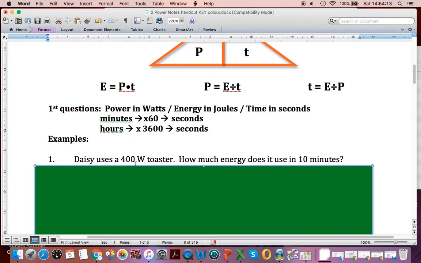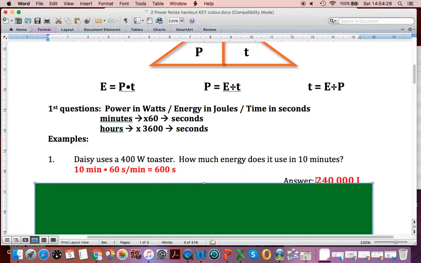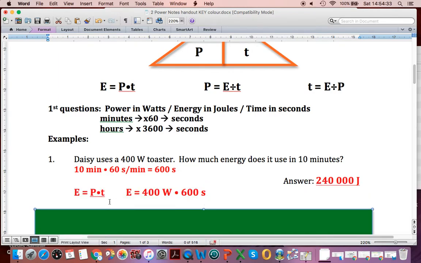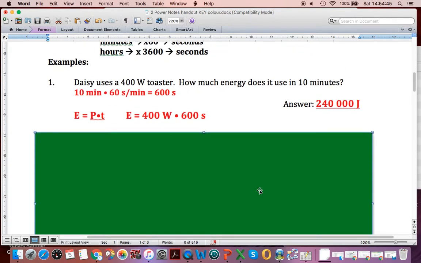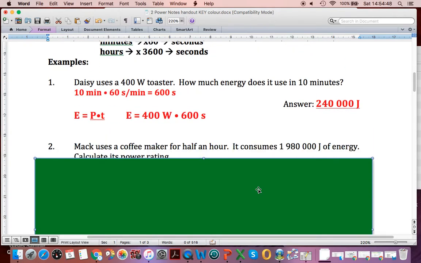But you probably already spotted the curveball. We know our time has to be in seconds, and it's in minutes. Well, if it was 1 minute, that'd be 60 seconds. 10 minutes is 10 times as long, so it's 600 seconds. So here's how you attack it. First of all, you convert your minutes into seconds like that. Then you have your formula. Then you have your numbers that you plug in. You probably didn't need a calculator for that. And you get 240,000. And it's not the prettiest J, but that's a capital J for joules. That's how you're expected to show your work if you want the full 3 marks.